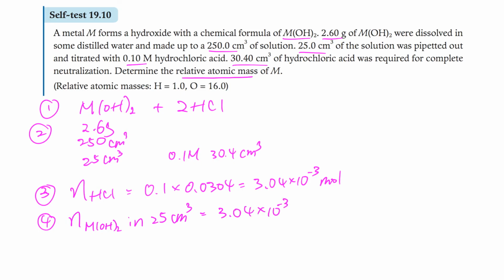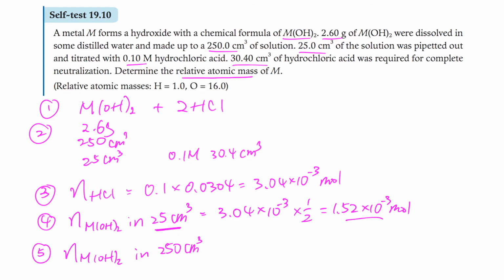So this one, divided by 2 times 1. So the answer for this part will be 1.52 times 10 to the negative 3. And then number 5, number of moles of M(OH)2 in 250. Original is 25. This one is related to 25, becoming 250. So therefore you divide by the original first, that will be 25, and then times the new one, 250. So it will be 0.0152 mole.